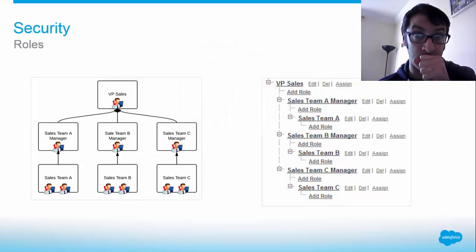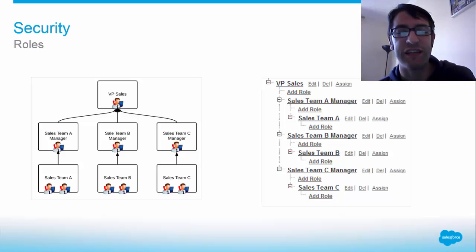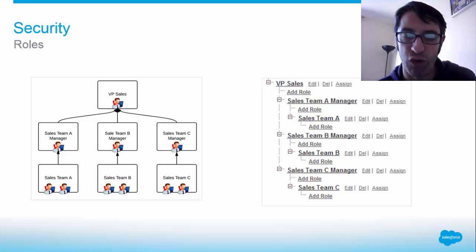A little while ago, I talked about security in the org and fundamental organization-wide default permissions and things like this. But one of the things I did touch on was roles. And for those who don't know what a role is, basically a role you assign to a user. And essentially, if I had a role of sales team B, that group right at the bottom, anybody assigned to the role higher up in the role hierarchy basically has access to my records.